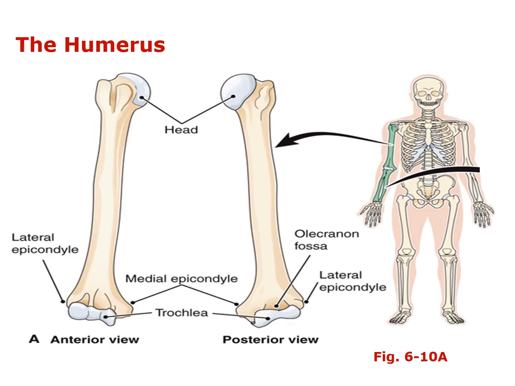Here's the humerus, the head of the humerus here. And down here is the lateral epicondyle. You can feel it right here. Medial epicondyle. There. You can feel those in your arm.